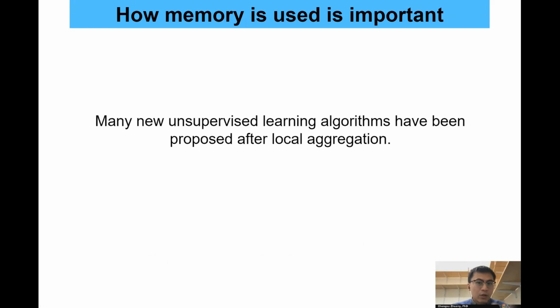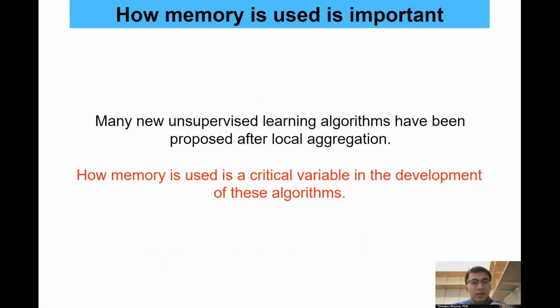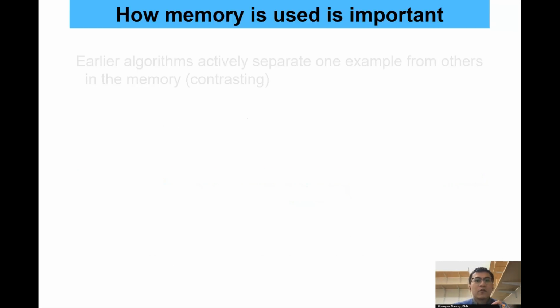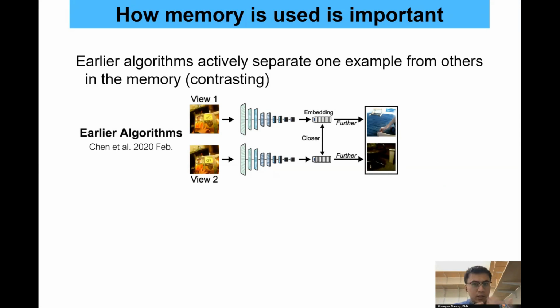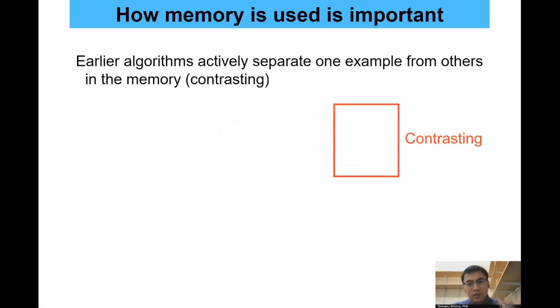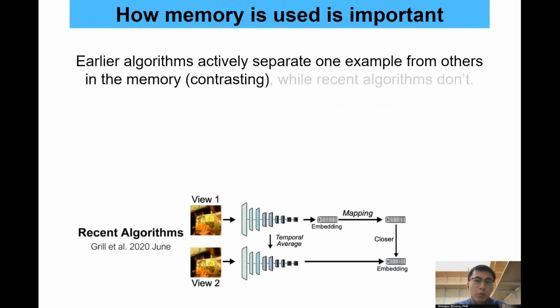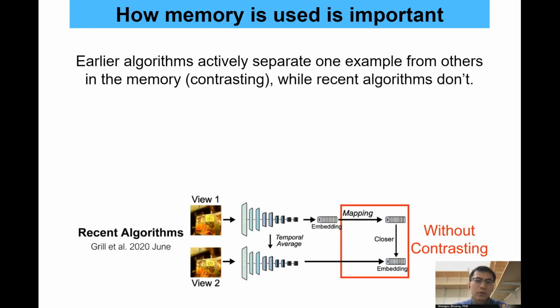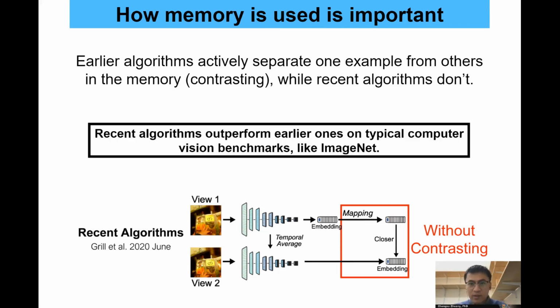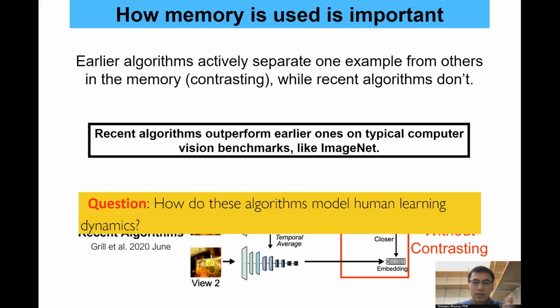I talked about how there are many new unsupervised learning algorithms, and they differ in a critical way in how memory is used. And it's interesting that they actually differ in a systematic way: earlier algorithms actively separate one example from others in the memory, which we call the contrasting mechanism. But recent algorithms no longer do that. They removed this contrasting mechanism and just do embedding aggregation. And as you can imagine, these recent algorithms outperformed the earlier ones on typical computer vision benchmarks like ImageNet. But how do these algorithms model human learning dynamics?